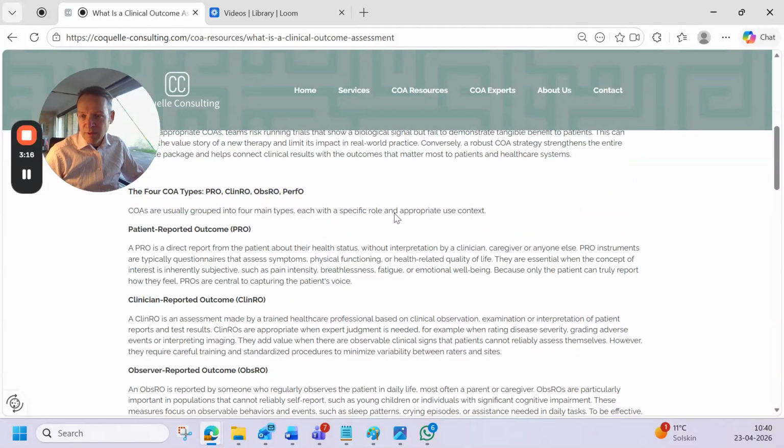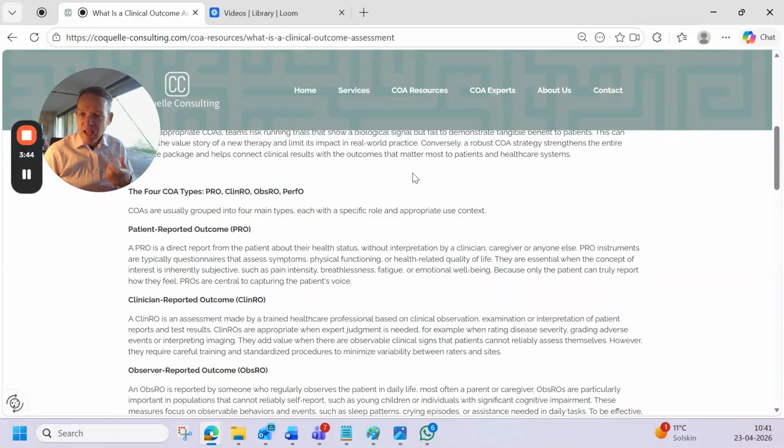The four types of COAs: PRO, ClinRO, ObsRO, and PerfO. COAs are usually grouped into four main types, each with a specific role and appropriate use context. A PRO, a patient-reported outcome, is a direct report from the patient about their health status, without interpretation by a clinician, caregiver, or anyone else.